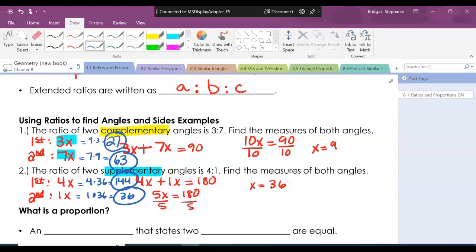Okay, so you take your ratio, you put x with each one of them, you add it and you set it equal to whatever it says. Complementary is 90, supplementary is 180. You solve for x and you plug it back in. Anybody have any questions?